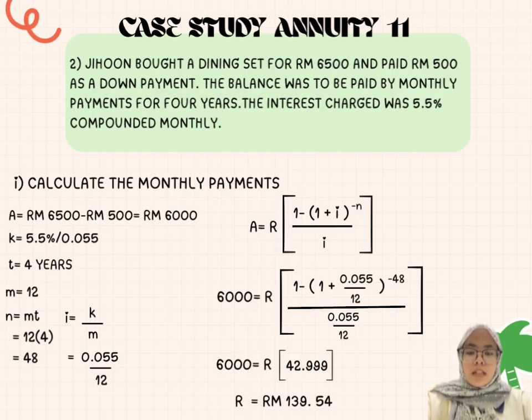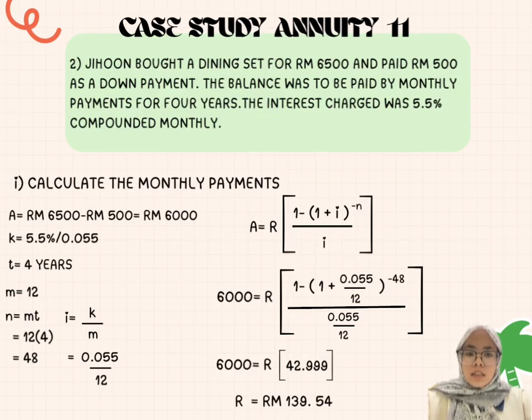In this question, we use present value, which is A equal R (1 minus (1 plus I) into power negative n) and divide into I. To find the amount A, we must take a dining set price, which 6,500 ringgit minus 500 ringgit equal to 6,000 ringgit. K is 5.5% or 0.055. T is 4 years, M is 12, I is 0.055 over 12, and N is 12 multiplied 4, and we get 48.